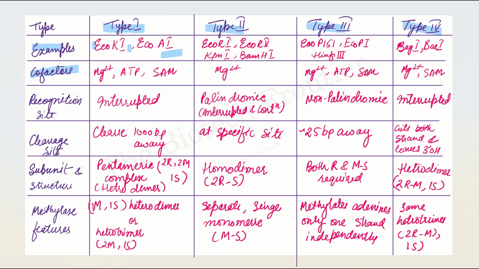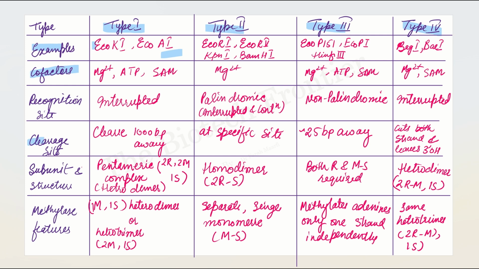Next is the recognition site. So if we talk about how the particular type recognizes the recognition site, type 1 recognizes the interrupted one. Interrupted means that if there is a particular restriction site, then there might be a possibility that a single nucleotide in between may be of different types. Next is type 2, which recognizes palindromic sequences only, and it can recognize both types, the interrupted one or the continuous one. This we have already discussed before. And type 3 recognizes non-palindromic sequences, that means asymmetric ones. And type 4 recognizes the interrupted sites.